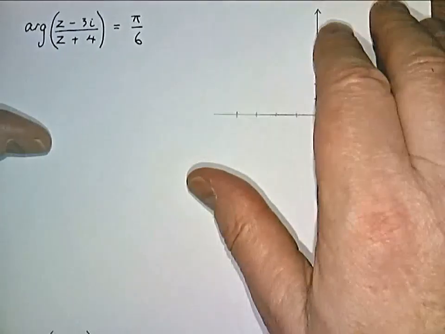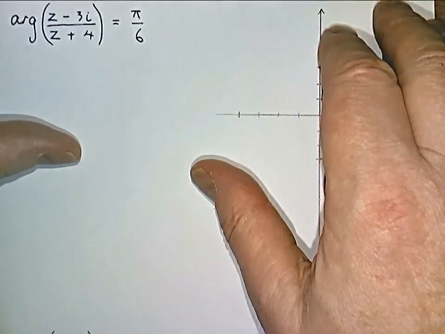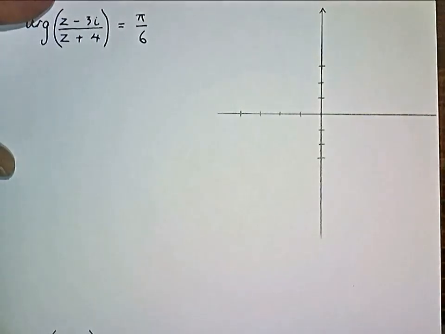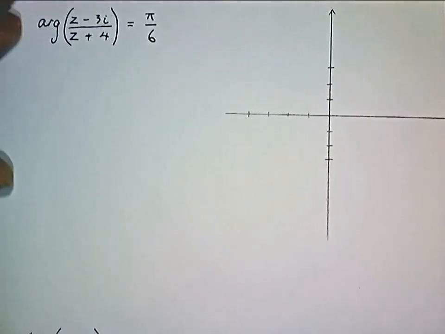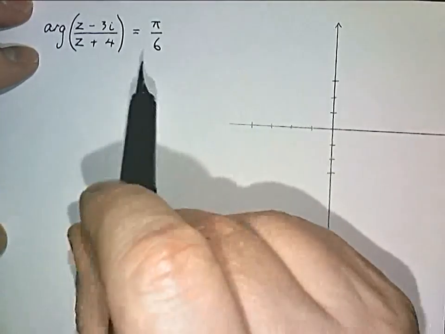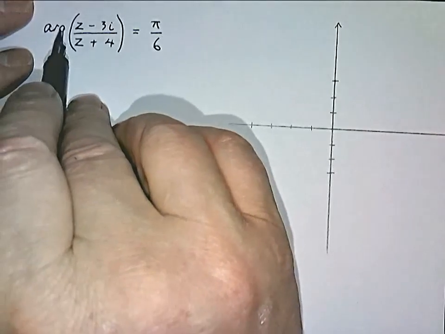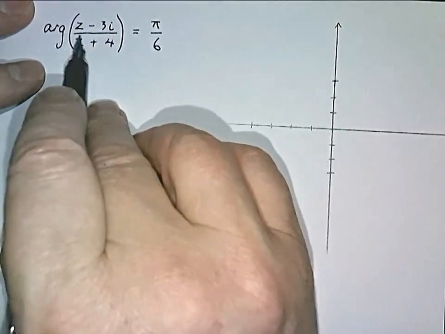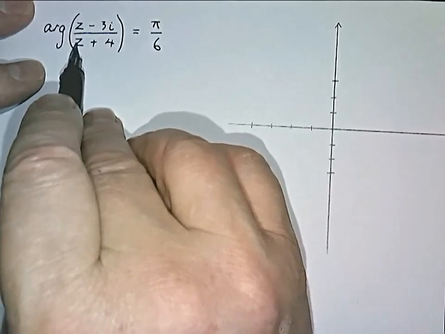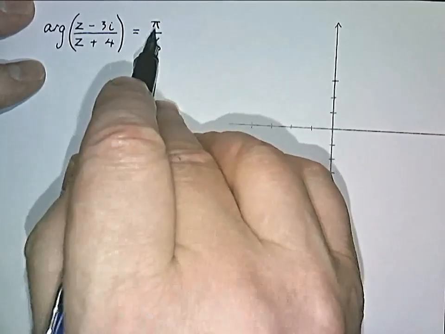Anmol, and when I say Anmol, I mean everybody else in the further maths group facing the FP2 exam as well. Let's have a look at this type of question where we have the argument of (z minus 3i) divided by (z plus 4) equals pi over 6.